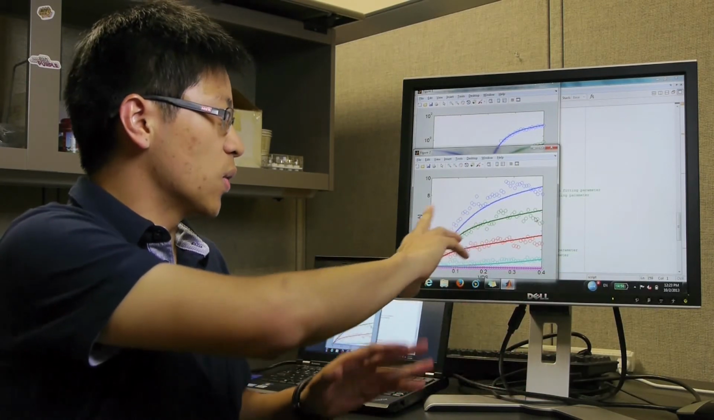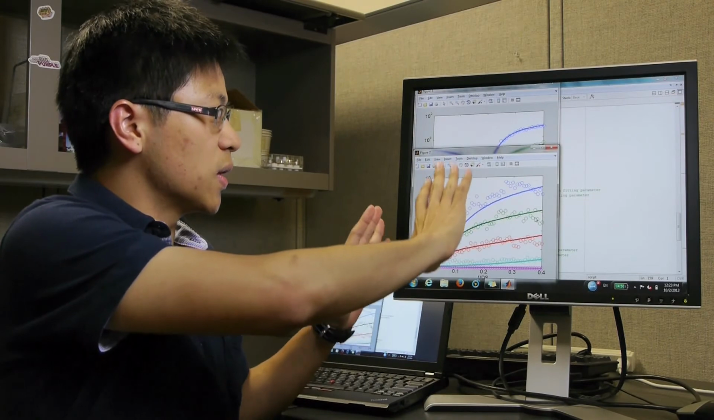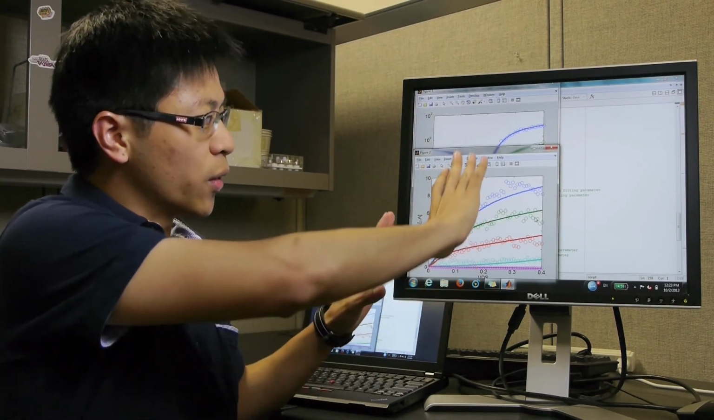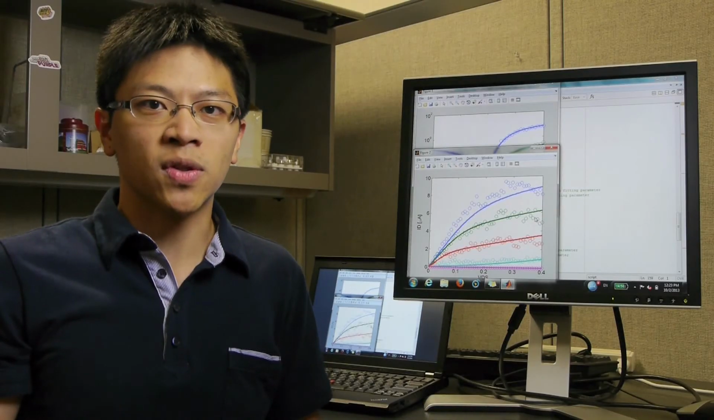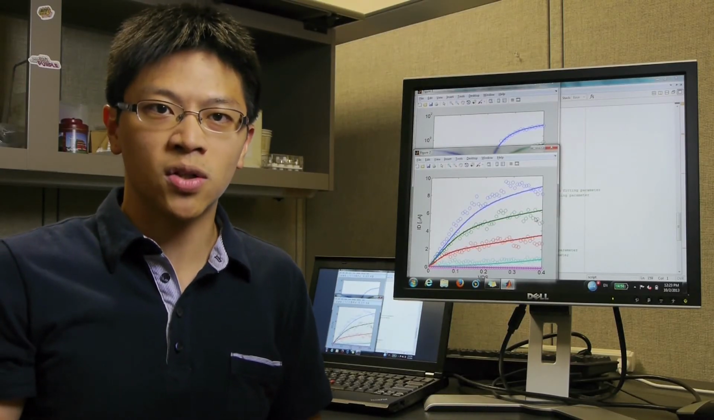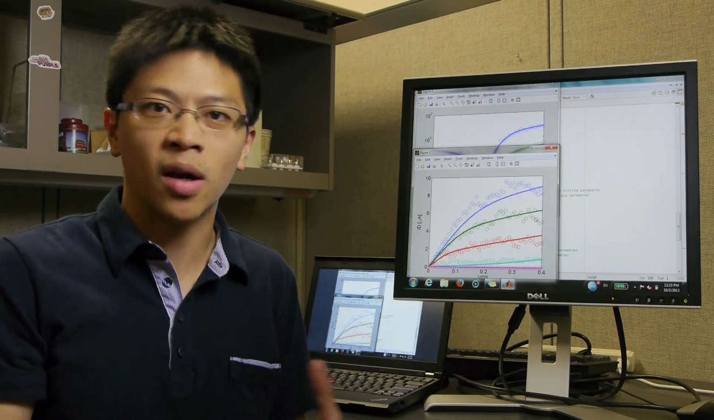These are the current-voltage characteristics in a carbon nanotube transistor, and the circles are the experimental data. The lines are the model we built, so we can see if the model agrees well with the experiments. And a good model is very important because it enables us to run circuit-level simulations, and we can predict the performance, the potential benefit we can get from carbon nanotubes.